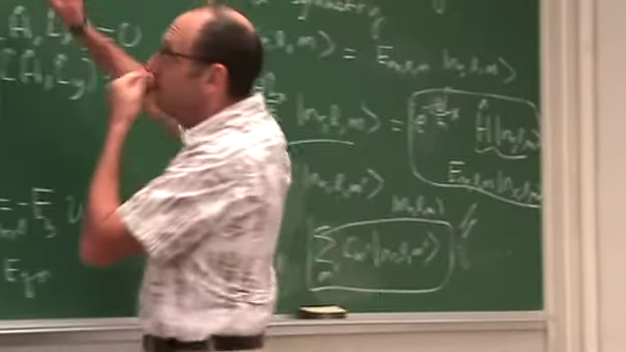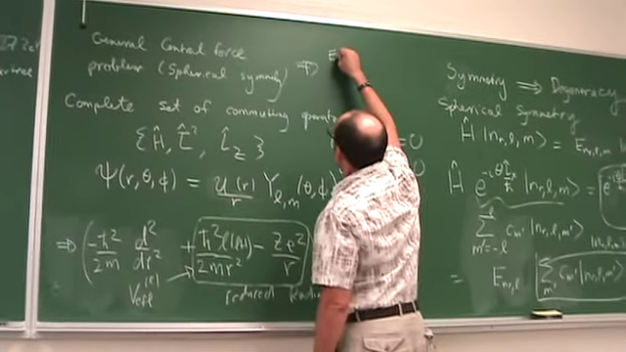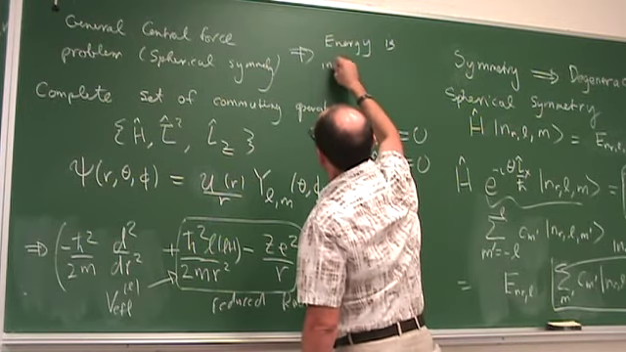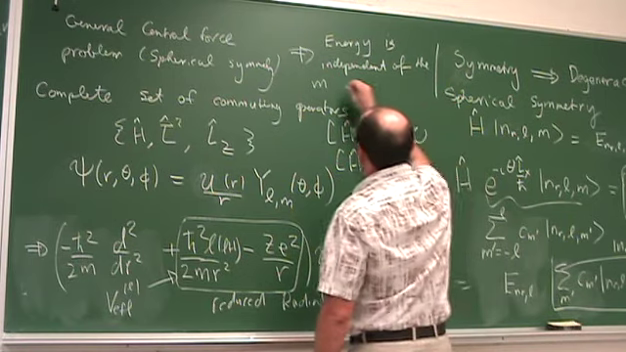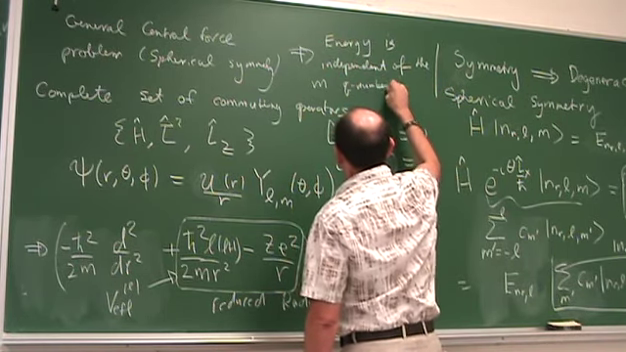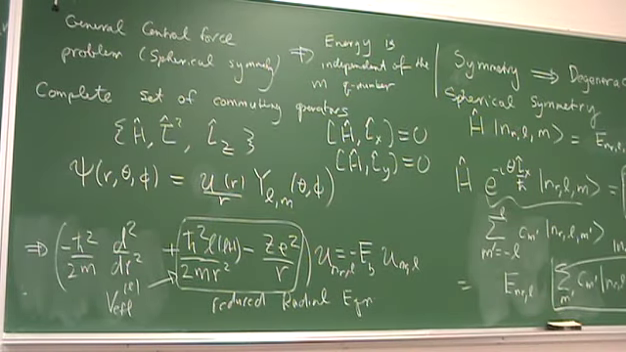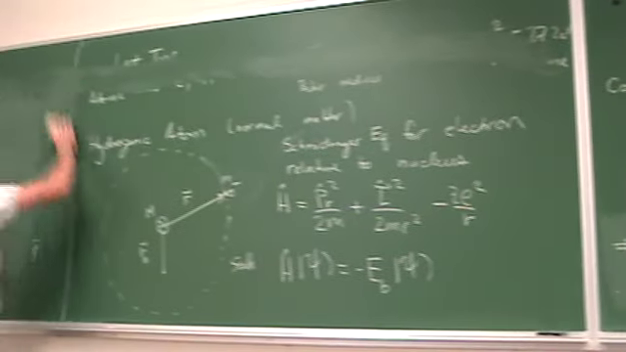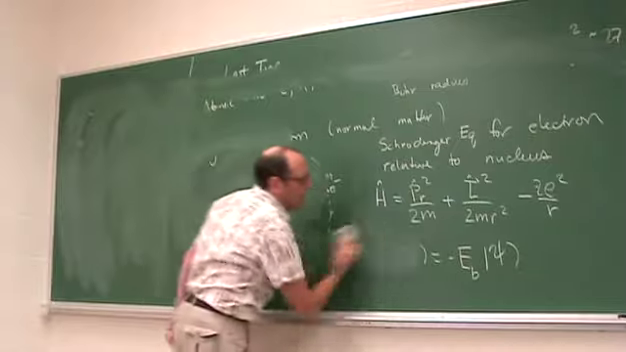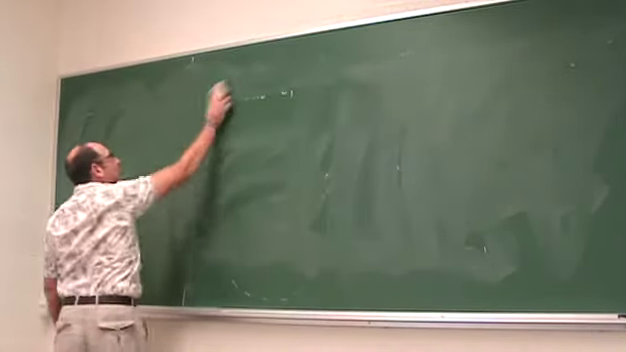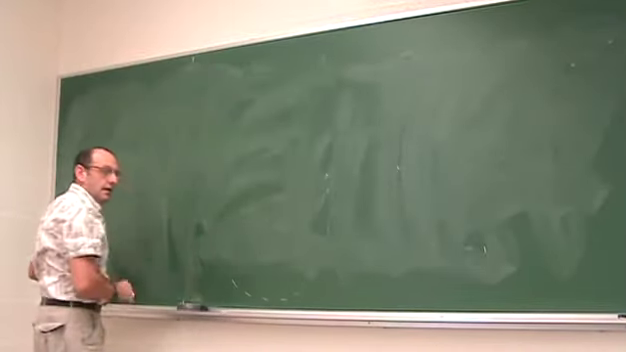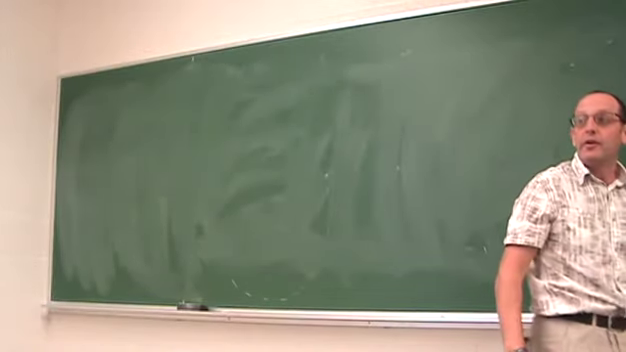So one thing we have from spherical symmetry here is that the energy is independent of the m quantum number. So that means we have, for a given L, 2L plus 1 fold degeneracy for a central force problem. Alrighty. So now we want to just review quickly the solutions to the radial wave equation.